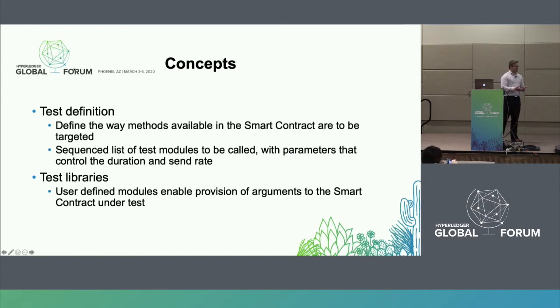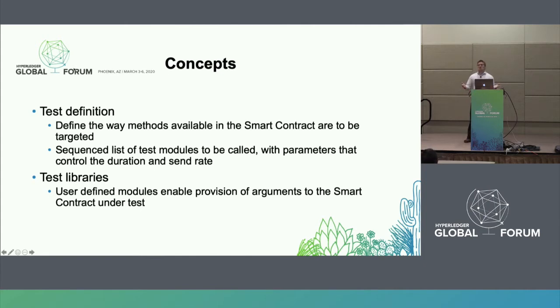The less optional stage, or concept, is a test definition. So we define the methods available in smart contracts. If you're thinking in Fabric, you're going to be submitting specific transactions which target a method you have defined. So Caliper needs to know how to deal with this. So we'll have a test definition file, we call it a benchmark file, and it's really a sequenced list of events. So you can consider it as the flow for the test being run.